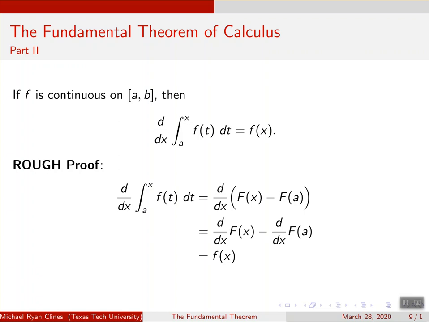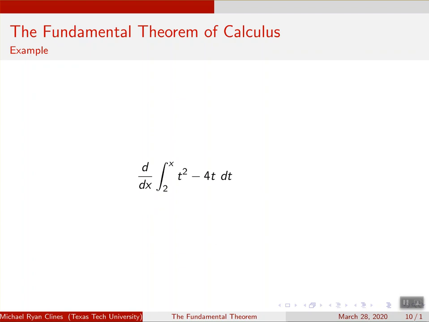But let's see a couple examples of this. Take the derivative with respect to x of the integral from 2 to x of t squared minus 4t dt. This might look really hard to calculate, having to calculate some antiderivatives, evaluate some endpoints, take the difference, but we don't have to do that. The Fundamental Theorem of Calculus Part 2 says that the derivative of this integral is simply x squared minus 4x. Yeah, that's it. The Fundamental Theorem of Calculus is really just highlighting the relationship between the derivative and the integral.